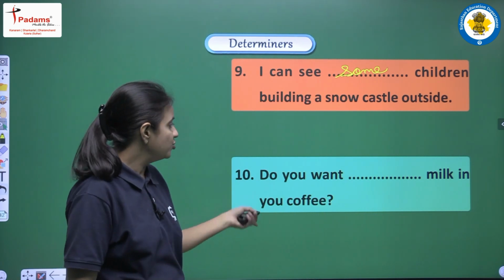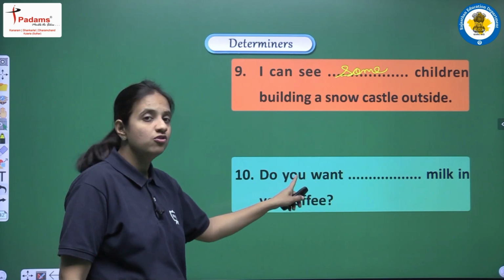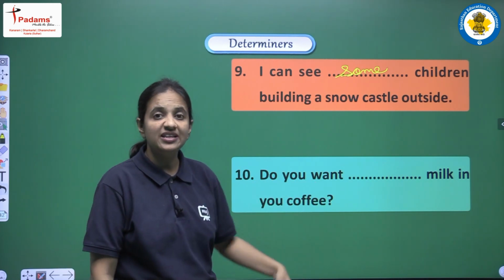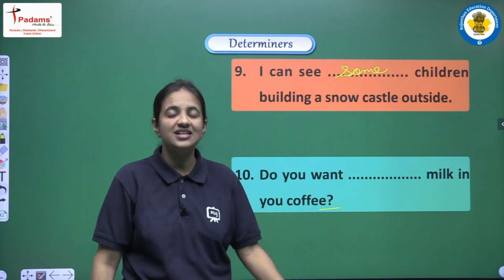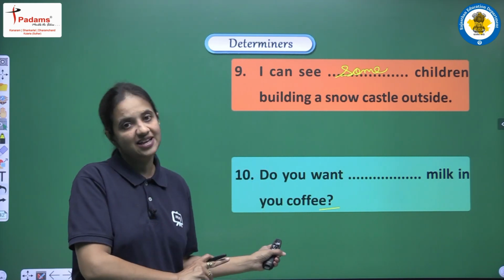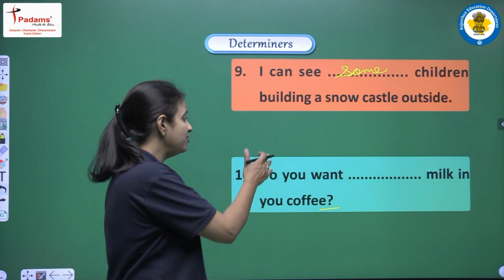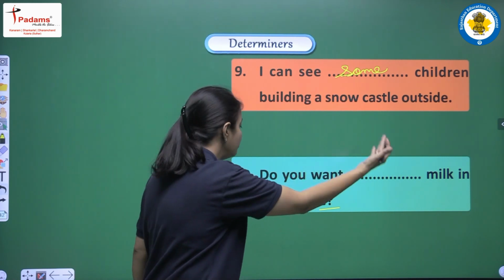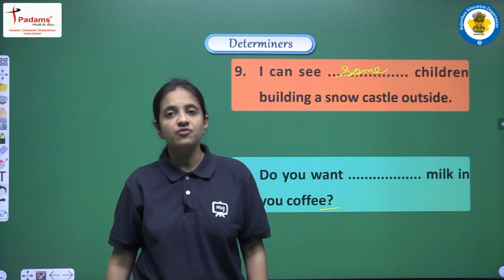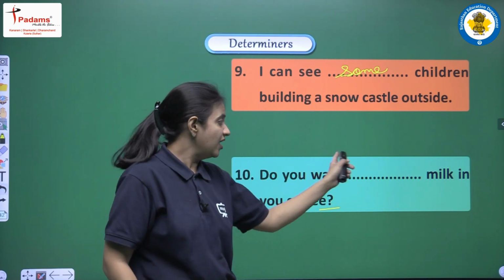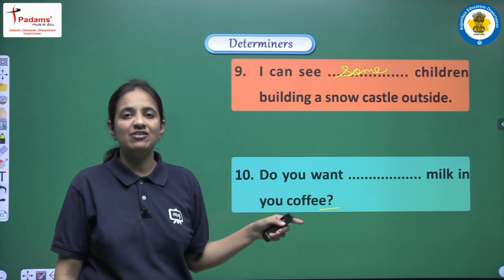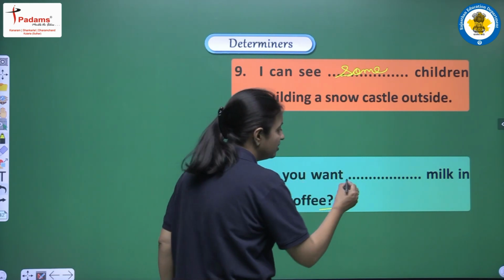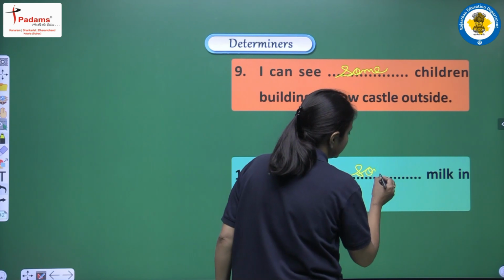Next sentence is, do you want milk in your coffee? So here we are having the interrogative sentence. We are having one question mark at the end of the sentence. But read the sentence again. Read the sentence carefully. We are having, do you want milk in your coffee? So here we are offering something. We are offering more milk, right? And this is the reason that we are having some kind of offer, that we will write here some.